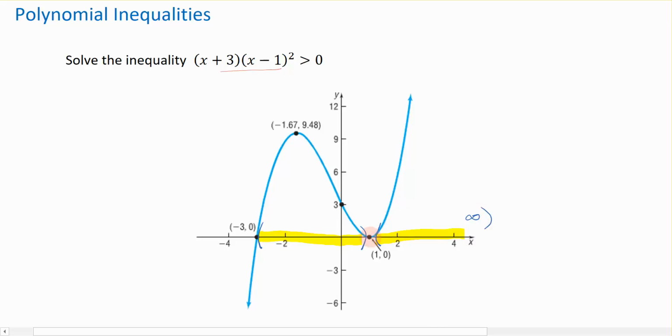Now I cannot include the number 1 in my inequality solution because that would imply that I am equal to 0. Okay, so if we're just greater than, then we cannot include these values that actually are sitting on the x-axis. So the solution to this inequality is from -3 to 1, union 1 to infinity. So if I wanted to just look at the graph, that's how I would solve it.